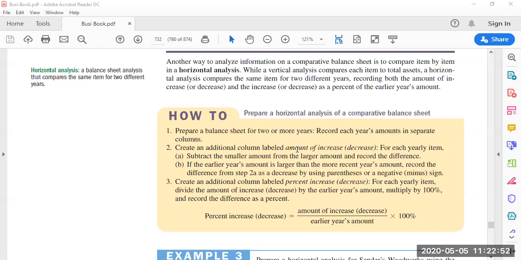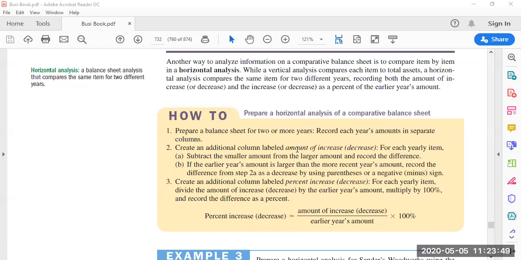Now, when the number is a negative number, the general accounting way is that you put that number in parentheses. Numbers on the balance sheet in parentheses represent a negative value, okay? Sometimes, obviously, you can put a minus sign in front of it, but one of the standards is to take the value and put that value in parentheses to represent a negative value. The third step is that you create an additional column labeled percent increase or decrease, and of course, once again, your percent of increase or decrease would be the amount of increase or decrease divided by your earlier year's amount. It's important that you understand that because the current year derived from the previous year.